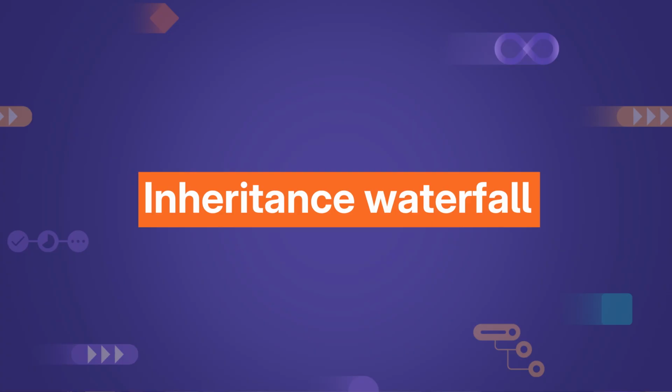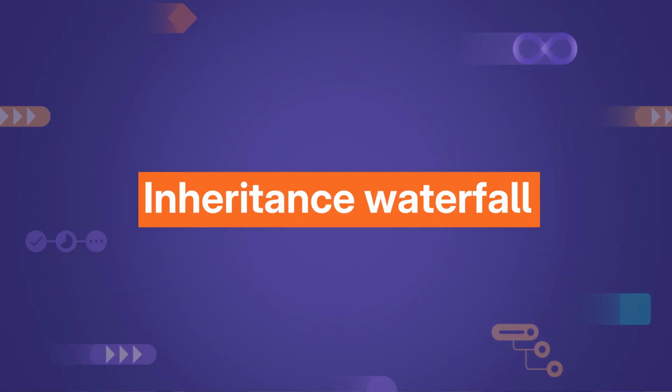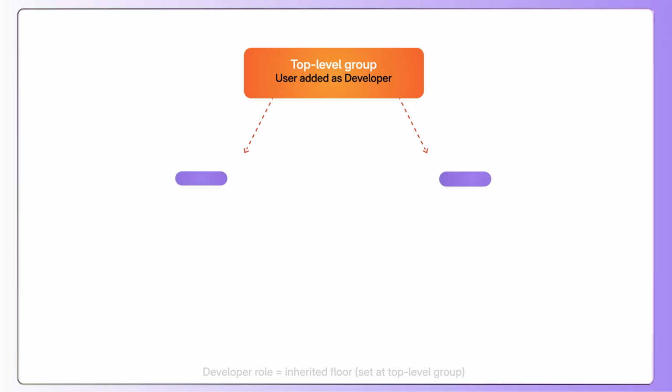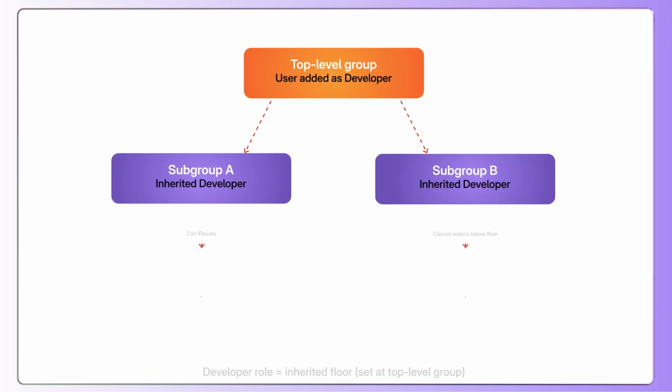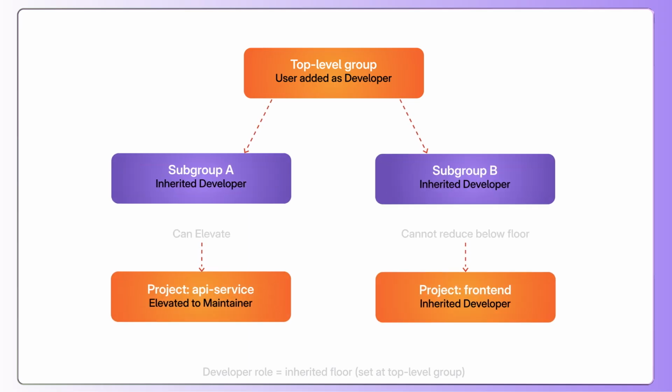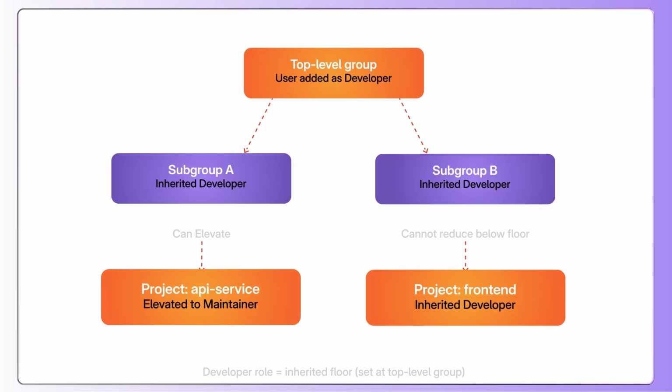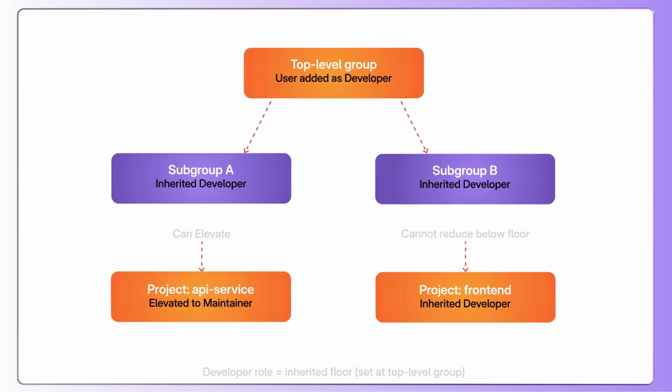First, let us talk about what I call the inheritance waterfall. This is how group roles in GitLab automatically flow down into every subgroup and project. In GitLab, permissions are strictly additive and they flow downward. So, what that means is if you assign a role at the parent group, that becomes the effective floor for every subgroup and project underneath it until you remove or change that parent access.